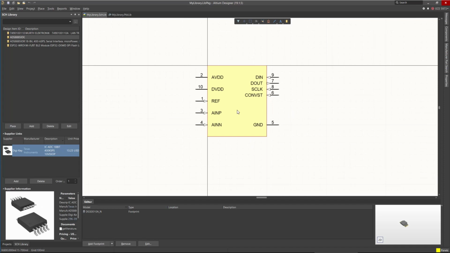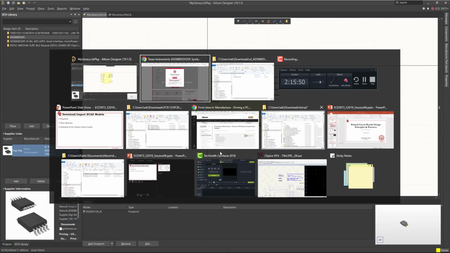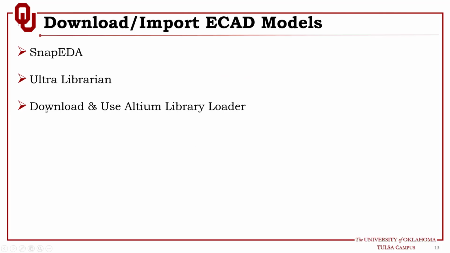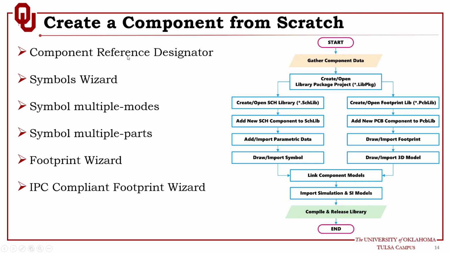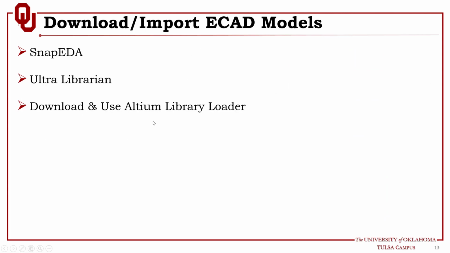Now this is how you can import from Ultra Librarian. So download and use Altium Library Loader. This is interesting. I think this is the last one before we move to create a component from scratch. So I'm going to put create a component from scratch in a separate session because this session is long enough to call it a session. So we will stop at this point, but let's cover download and use Altium Library Loader.